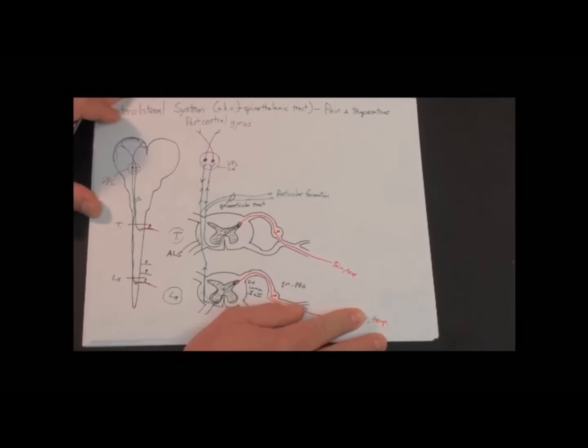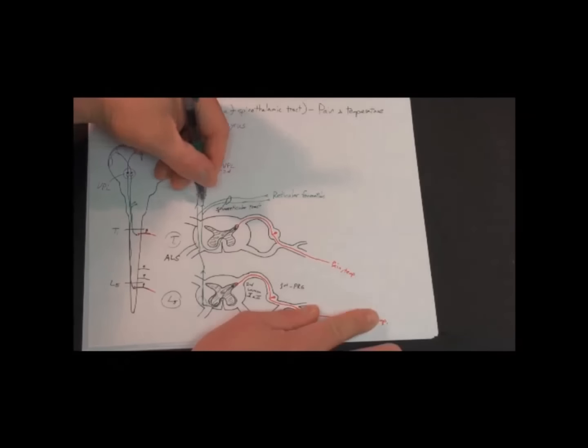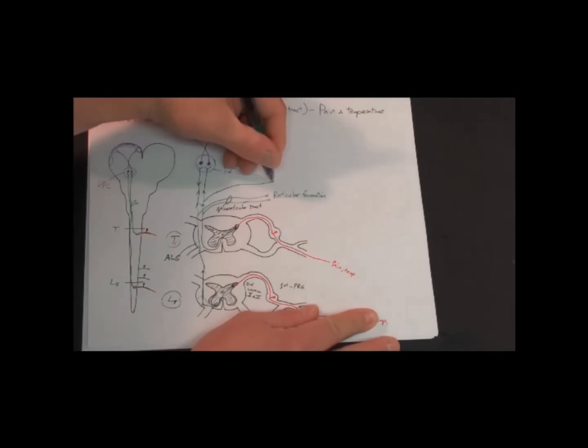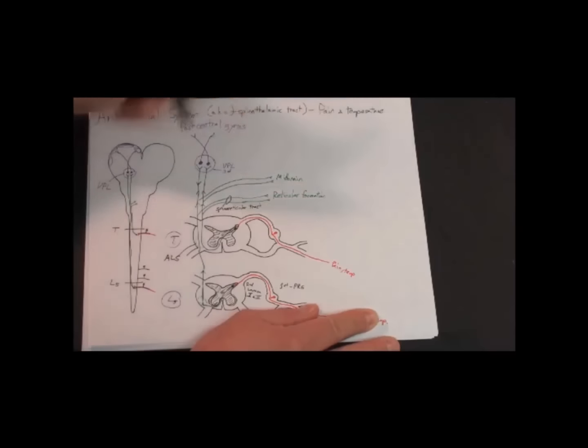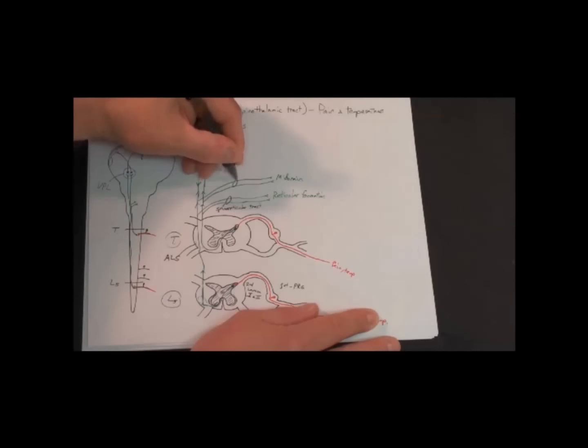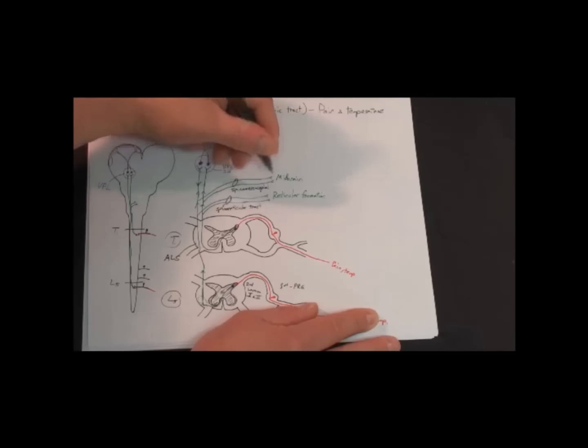Some of them head up to the midbrain, in particular locus ceruleus and the periaqueductal gray matter around the midbrain. Those are referred to as spinomesencephalic or sometimes spinotectal axons.